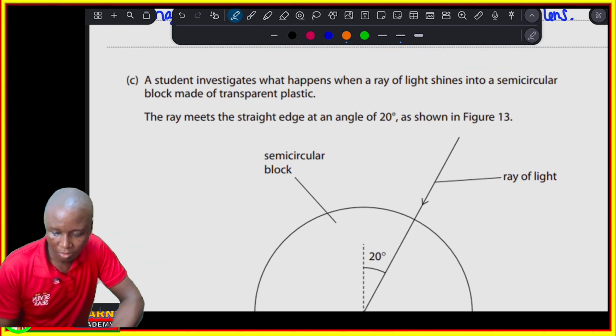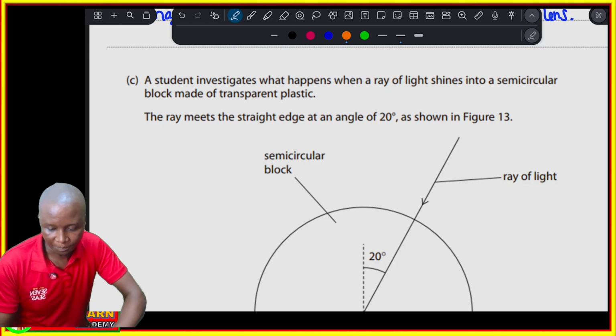Then part C, we are given a semicircular glass block, and the student investigates what happens when a ray of light shines onto a semicircular block of transparent plastic.